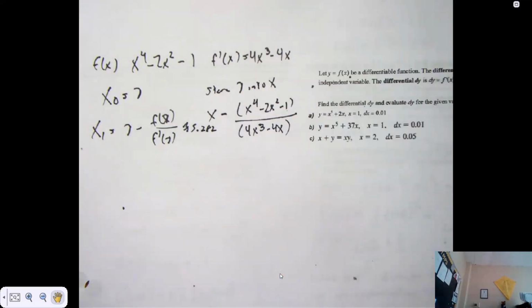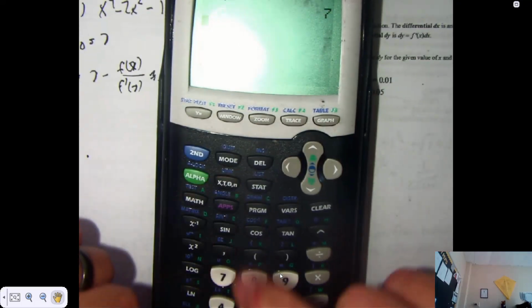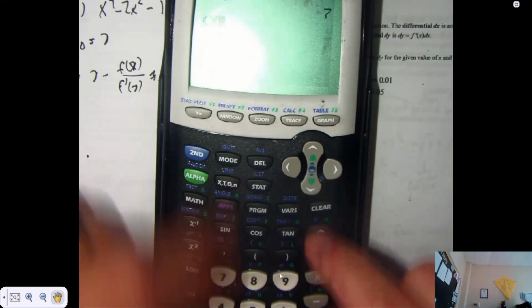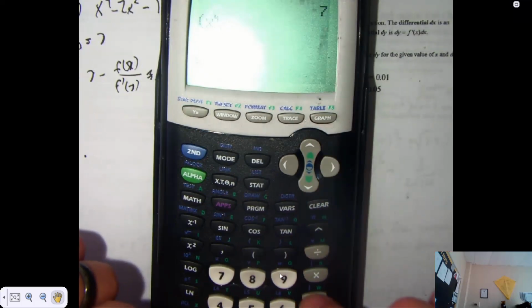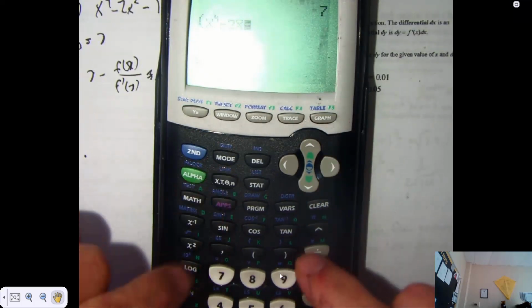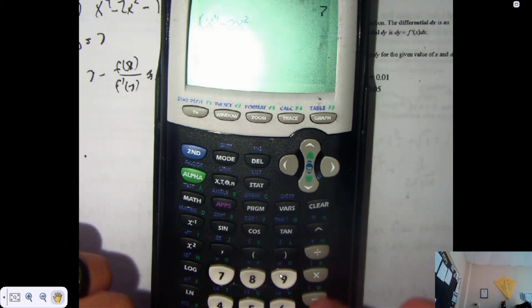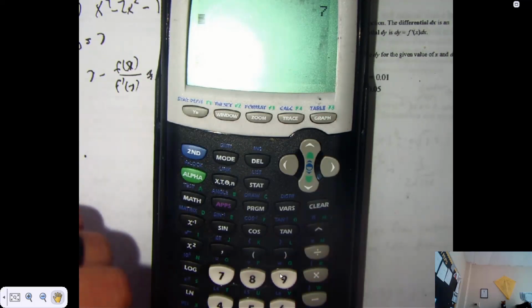Tanner, did you start off by storing a 7 into x? Parentheses maybe? 7 store x. Parentheses, do you have your derivative, your x to the 4th minus 2x squared up top? That'll do it. All right, now what do you do with that thing?